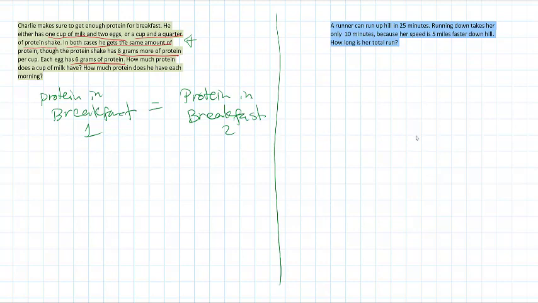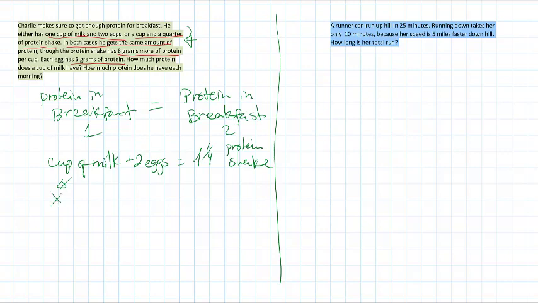Well, what else do we know? We know that in the first breakfast he has 1 cup of milk plus 2 eggs, right? And that should be equal to his second breakfast, which is 1.25 cups of protein shake. So I'll write that out as 1.25 cups protein shake. Okay, so now in a cup of milk, he has a certain amount of protein, and we don't know what it is. So let's just use that as our variable. So x, our variable, is going to be the protein in a cup of milk.